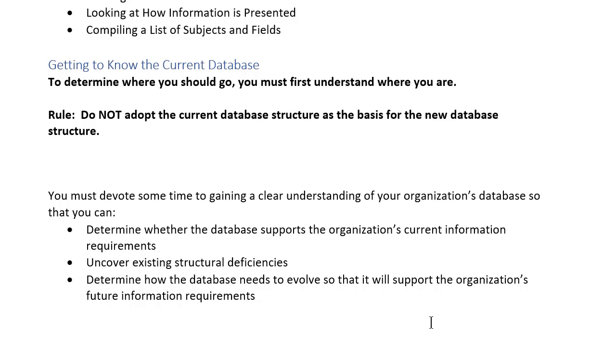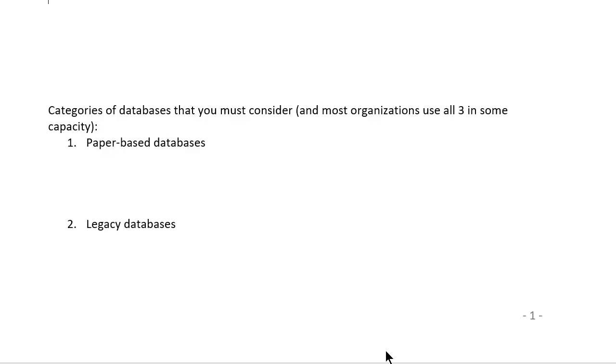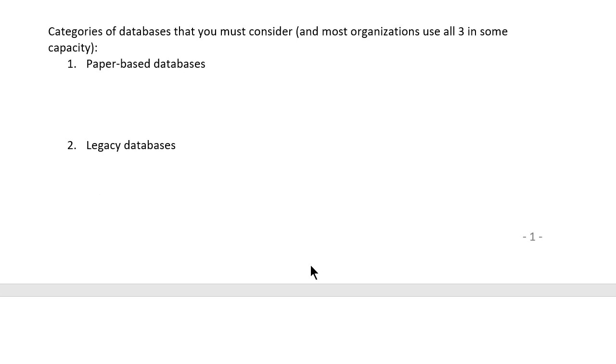In a traditional systems analysis and design, it may take 6 months to a year or even more just to get the analysis done before you can ever start designing the database. So some different categories that you may run into for this database is the paper-based database, which I alluded to earlier, and I consider that the manual way of doing it.